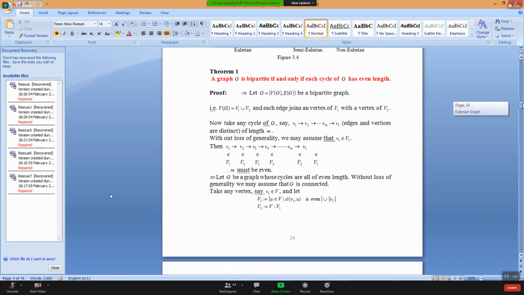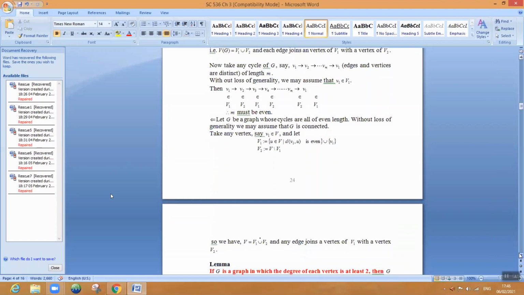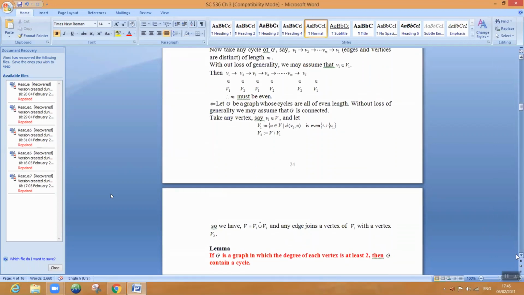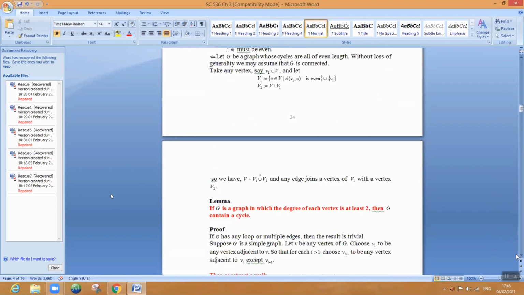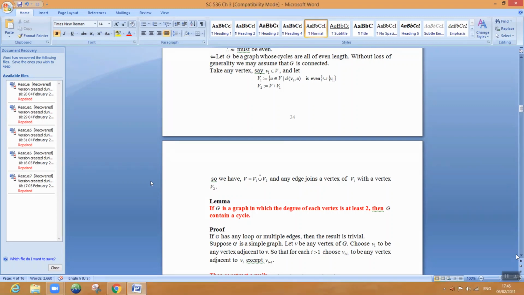Okay, sir. So that is Theorem 1. Then we go to Theorem 2, the lemma. If G is a graph in which the degree of each vertex is at least 2, then G contains a cycle. So each vertex has degree at least 2, then the graph has a cycle. Whenever you look at a graph where each vertex has degree 2 or more, 2, 3, 4, 5, always you can find a cycle.